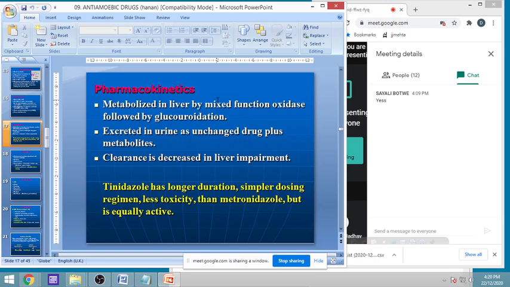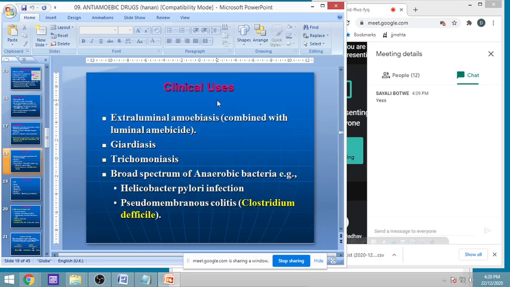Tinidazole has a longer duration, a simple dosing regimen, and less toxicity than metronidazole, but it is equally active. So tinidazole is nowadays preferred over metronidazole.